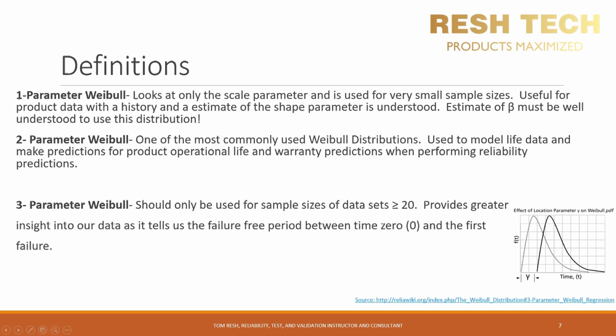The three-parameter Weibull distribution should only be used for sample sizes or data sets greater than or equal to 20. It provides greater insight into our data as it tells us the failure-free period between time zero and the first failure. As you can see in the plot on the bottom right-hand corner of the slide, it determines where your distribution slides on the horizontal axis.